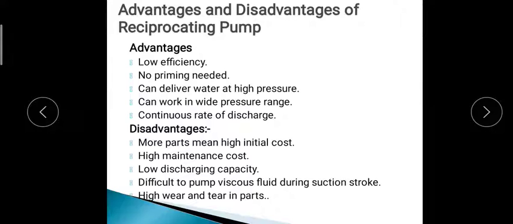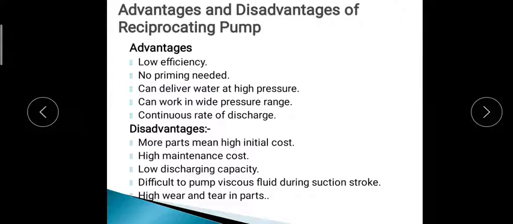Okay, and it is at a continuous rate of discharge. The discharge will be high in reciprocating type pumps. And the disadvantages are, as it has more reciprocating components, it will have a high initial cost. The maintenance cost is more because of the reciprocating motion. There will be wear and tear created in the pump, and it has a low discharging capacity.